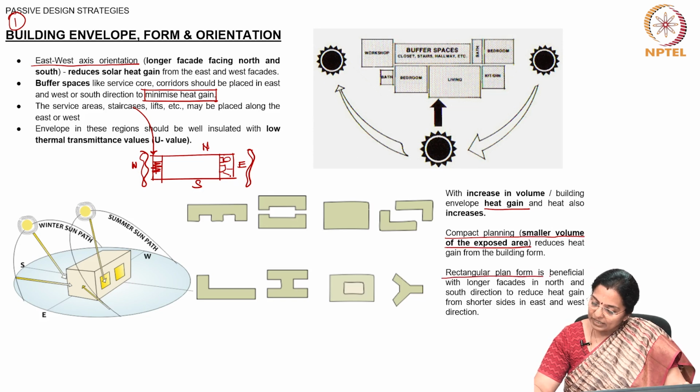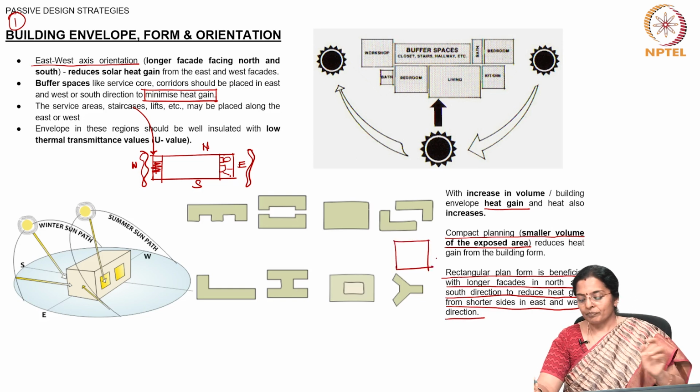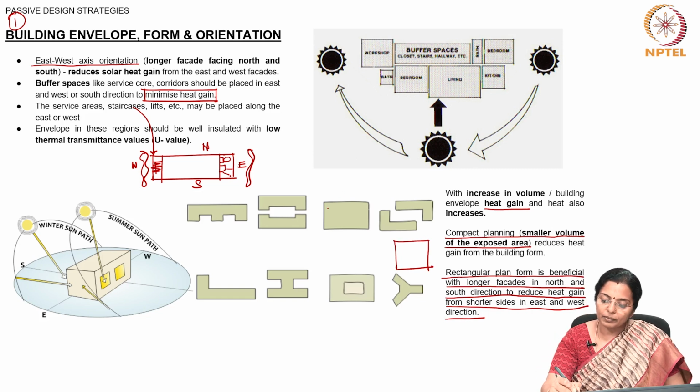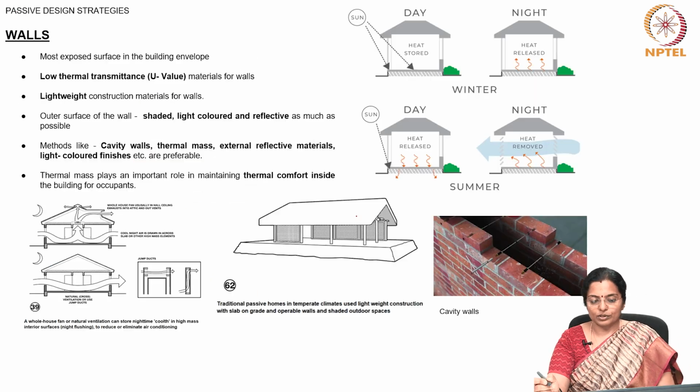Rectangular plan form is beneficial with longer facades in north and south direction to reduce heat gain from shorter sides in east and west direction. But the best would be to go for a square plan. If at all it's a rectangular plan, then ensure that the east and west has the shorter side while the north and south has the longer side exposed.